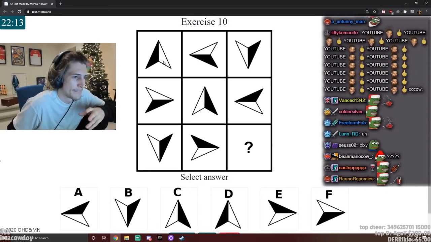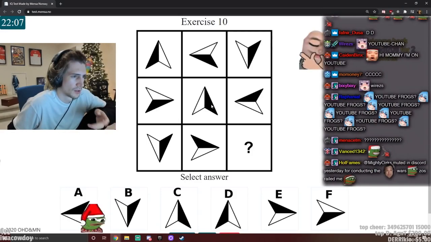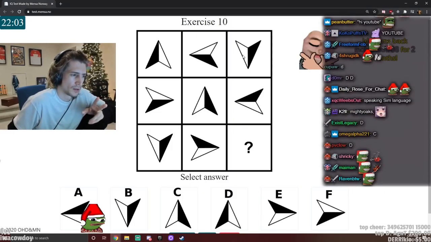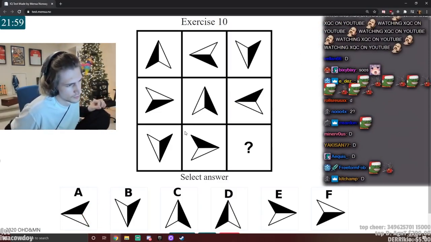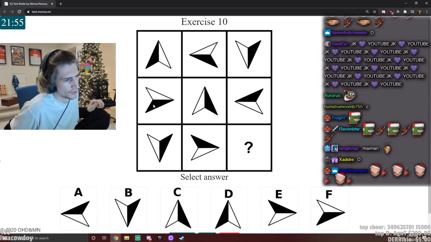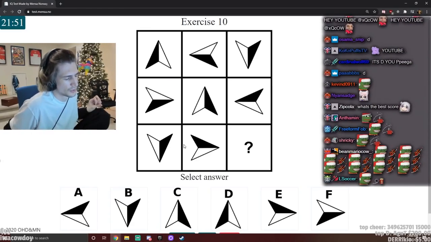Okay. What are we missing? Full plane, plane full. For up, for down we have two of them. Both are plane full. Up, left, down. Right, up, left, down. Dude, what the fudge?